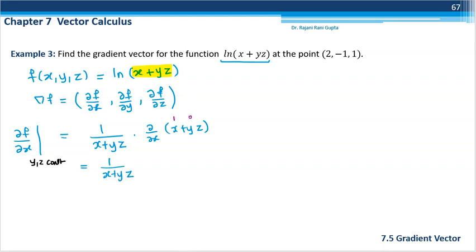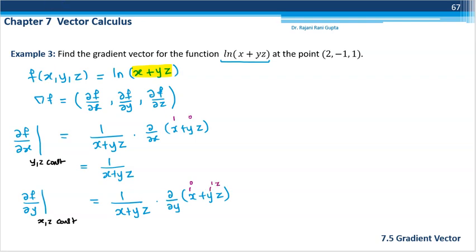Okay. Now differentiating with respect to y. When you are differentiating with respect to y, you have to consider x and z as constant. This gives you 1 over x plus yz times the derivative with respect to y of x plus yz. So for x it becomes 0, for y it is 1 and z will be the same. So you get 1z or z. So you get your answer as z over x plus yz.